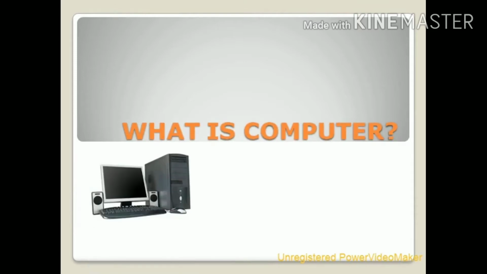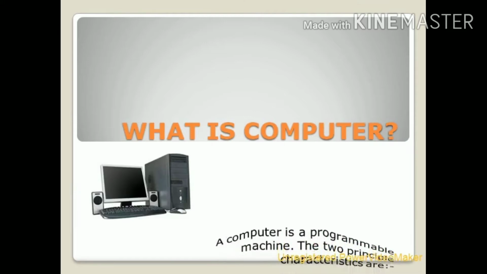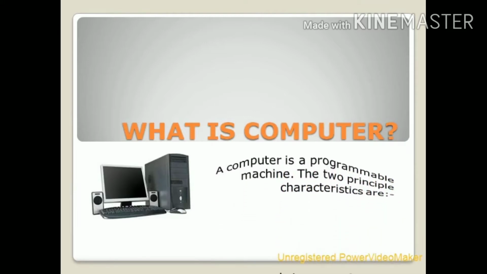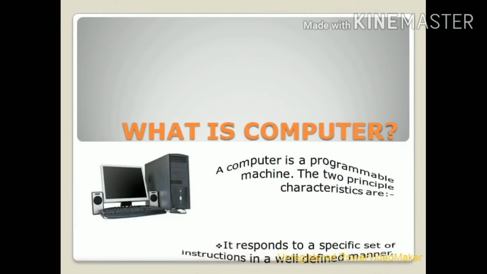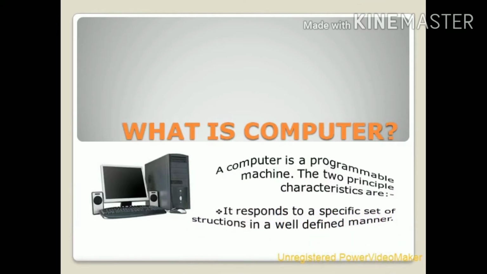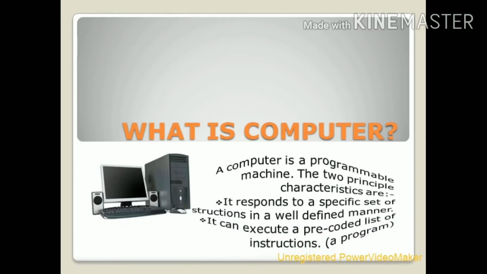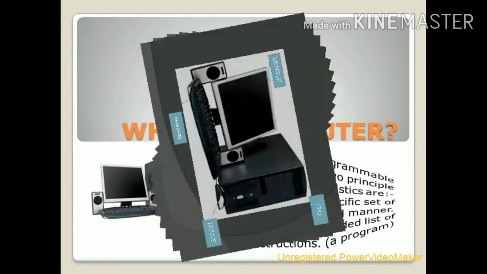So what's computer? A computer is a programmable machine. The two principal characteristics are: first one is it responds to a specific set of instructions in a well-defined manner. Second one is it can execute a pre-coded list of instructions.